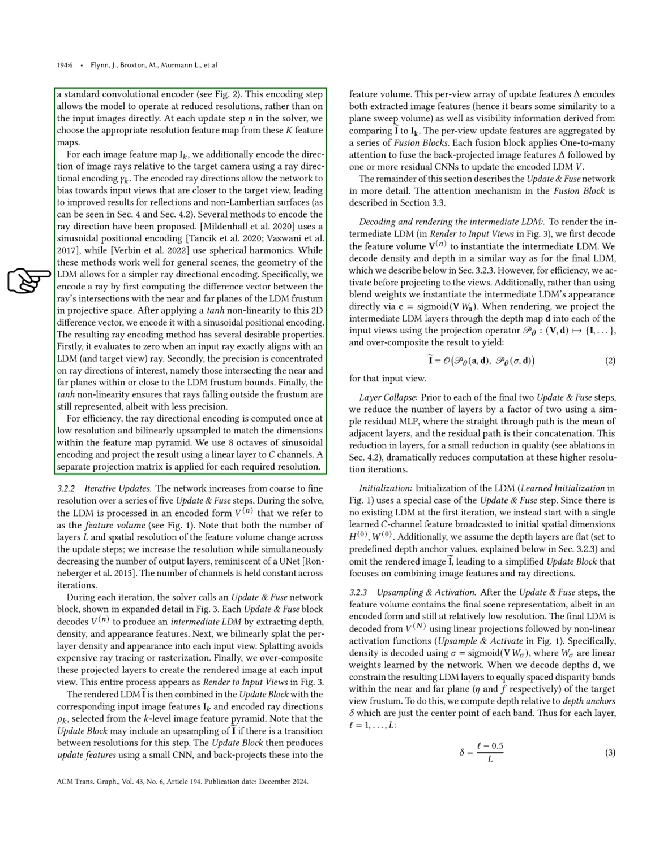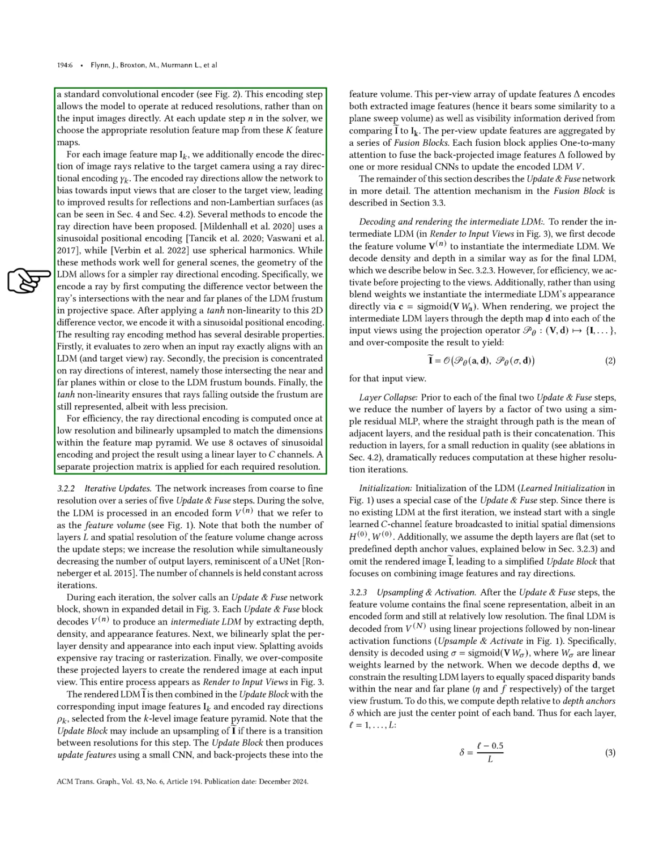We compute the difference vector between where the ray intersects the near and far planes of the model's frustum in projective space. After applying a tanh function to this two-dimensional difference vector, we use sinusoidal positional encoding. This method has several advantages. It returns 0 when the input ray aligns perfectly with the model's ray. It focuses on ray directions that intersect within the frustum bounds, and it still represents rays outside the frustum, albeit with less precision. For efficiency, we compute the ray directional encoding once at low resolution and then upsample it to match the dimensions of the feature map pyramid.